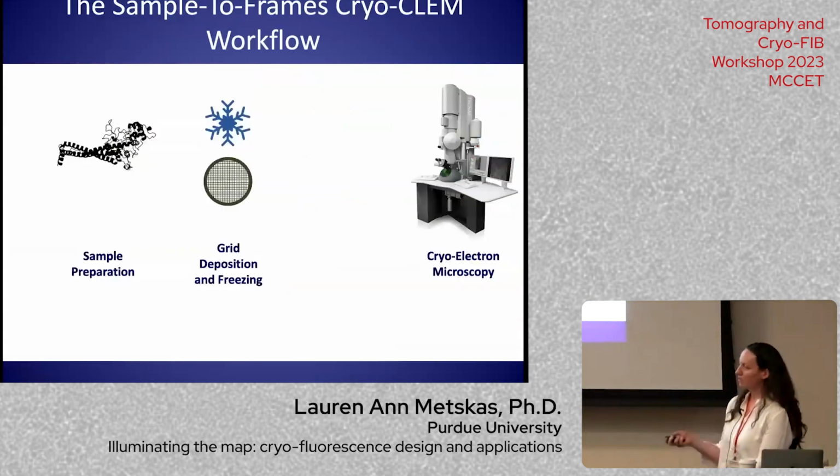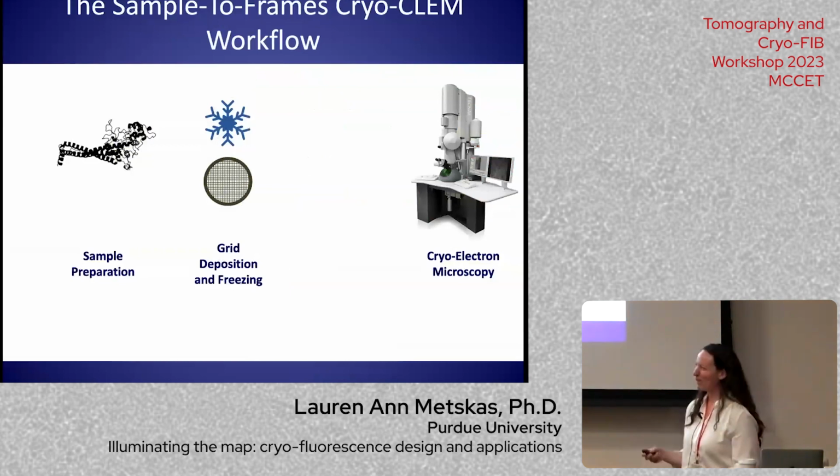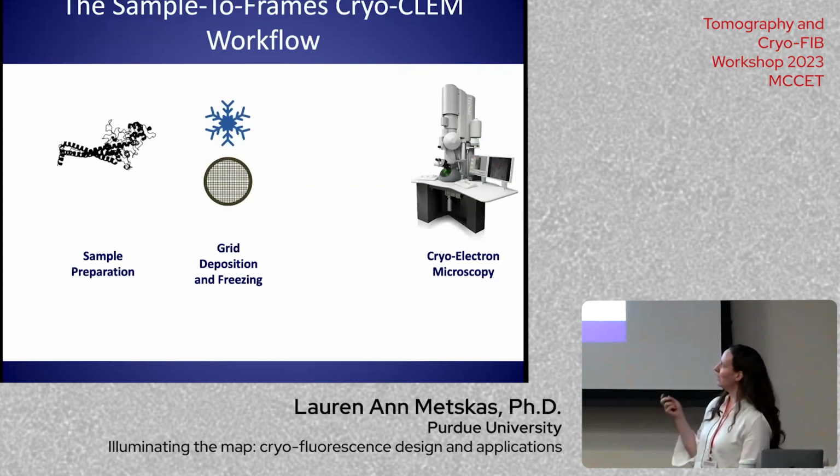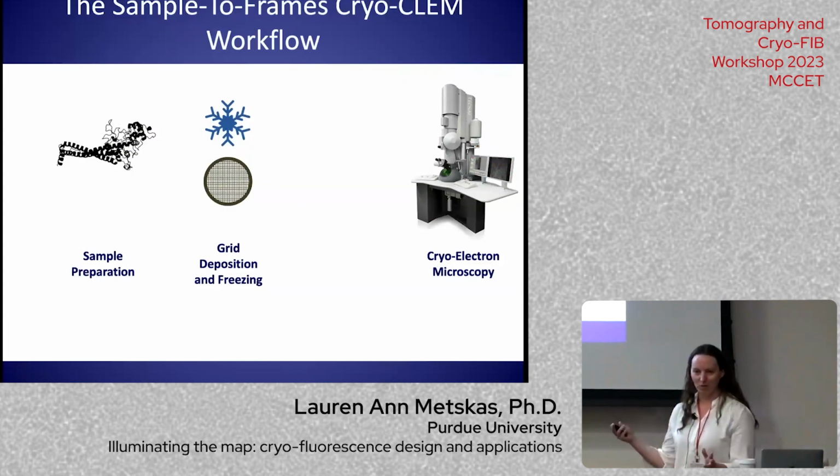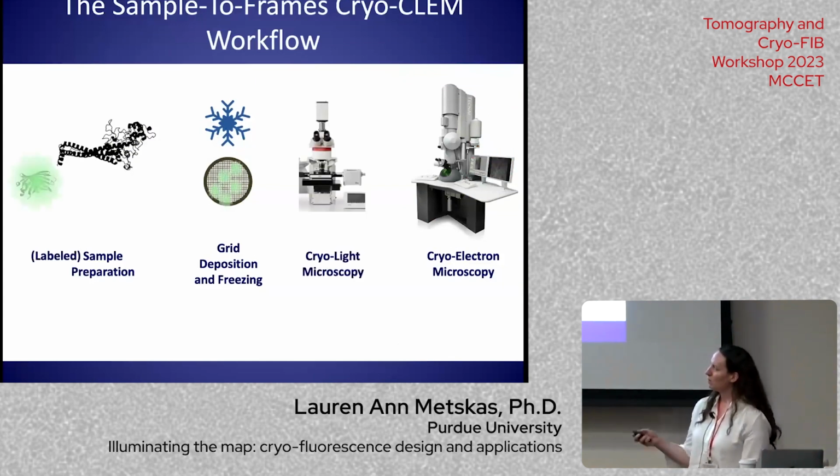All right, so how this works in practice, I think you've seen all the steps by now. You make a sample, you get it onto a grid somehow, and you throw it into the EM. That's our normal workflow. With fluorescence, we're just adding a fluorophore onto the sample, and we're adding that step of cryolight microscopy. And if you were doing FIB milling, it would come right here between the light and the electron.